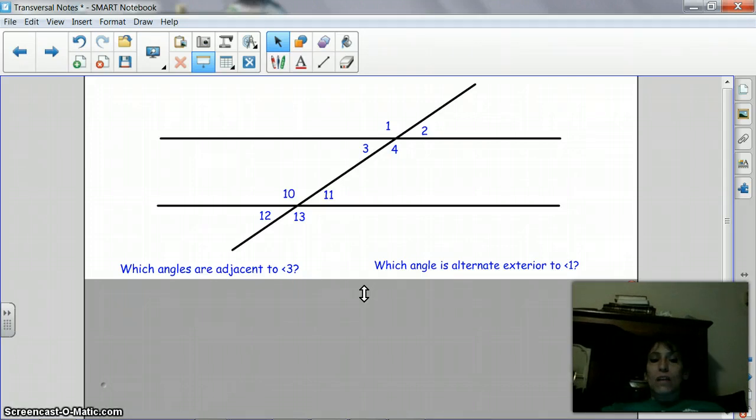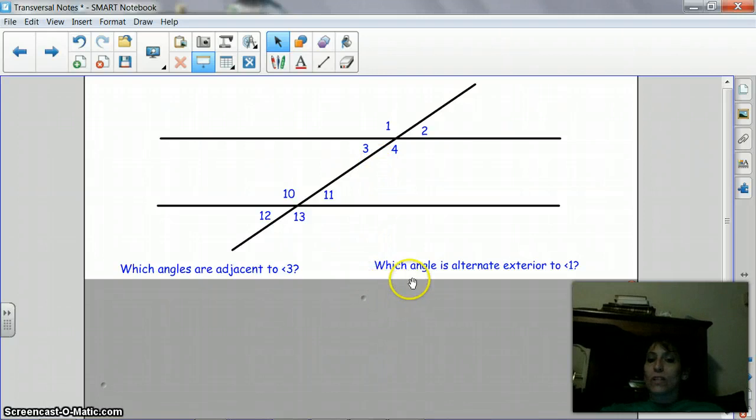The first one says, which angles are adjacent to angle 3? Well, remember, adjacent means that they are side by side. So angle 1 would be adjacent to 3, and angle 4 would also be adjacent to 3.